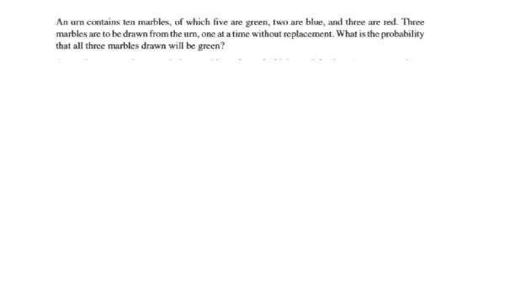So let's take a look at one problem. An urn contains 10 marbles, of which 5 are green, 2 are blue, and 3 are red. Then you select 3 marbles, one at a time without replacement. This means that you select one and you keep it out, so you don't return the marble to the urn. What is the probability that all 3 marbles drawn will be green?